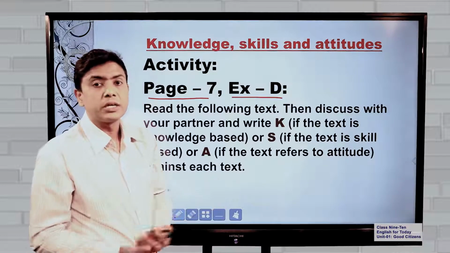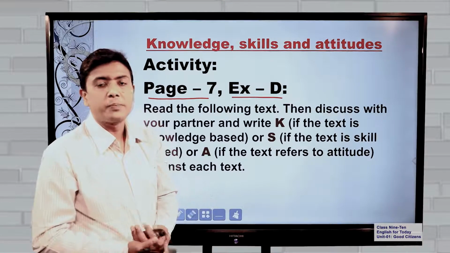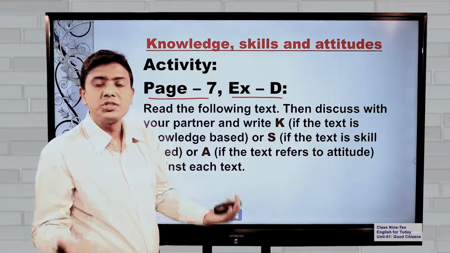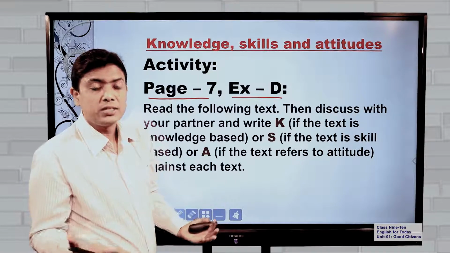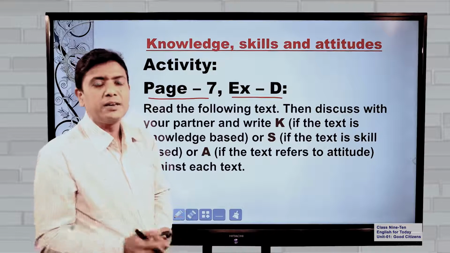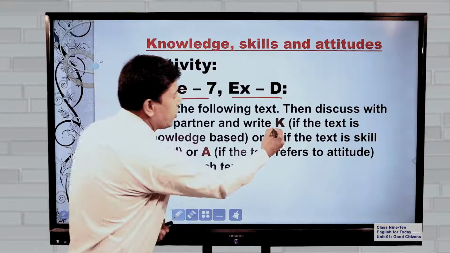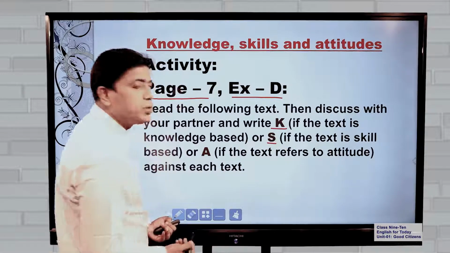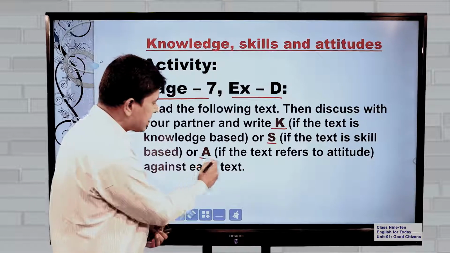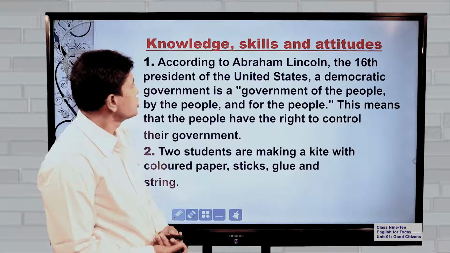Now, if you do not have a partner at home, you may discuss with your sibling. Maybe you can ask your parents. You can ask your teacher over phone. Or maybe you can mail. But I'm confident after learning this lesson, you are quite able to complete the activity. You know which one is knowledge, write K. You know which one is skill, write S. And you know which one is attitude-based, write A. So, let us begin the activity. Let's start the first one.